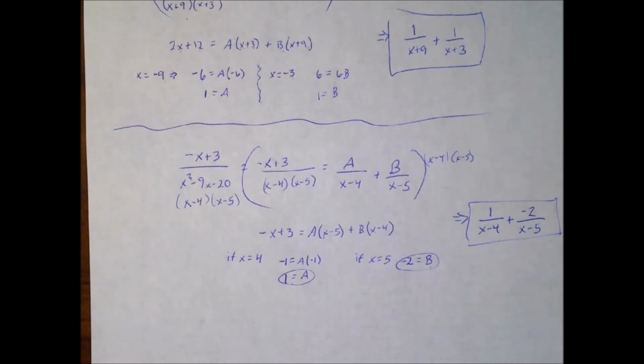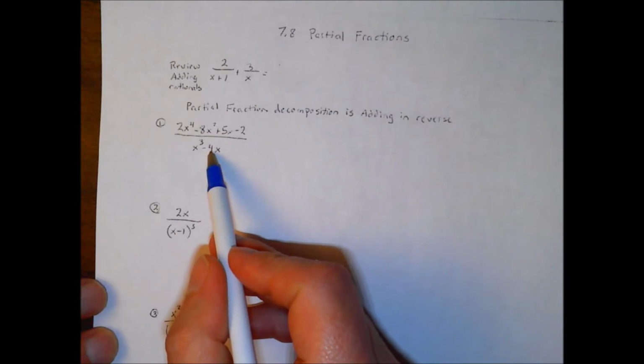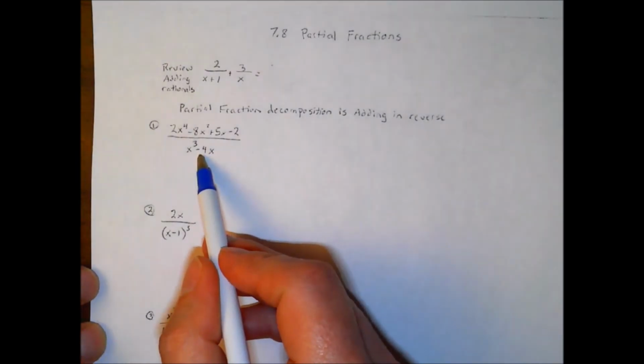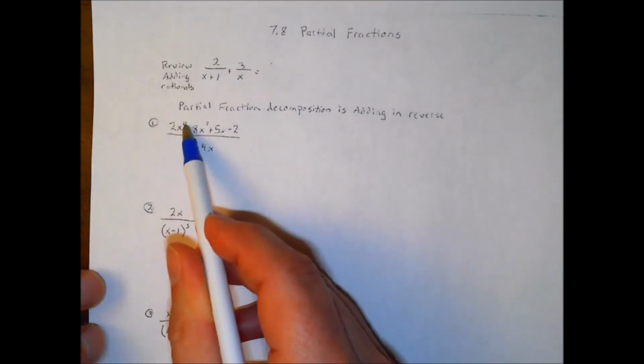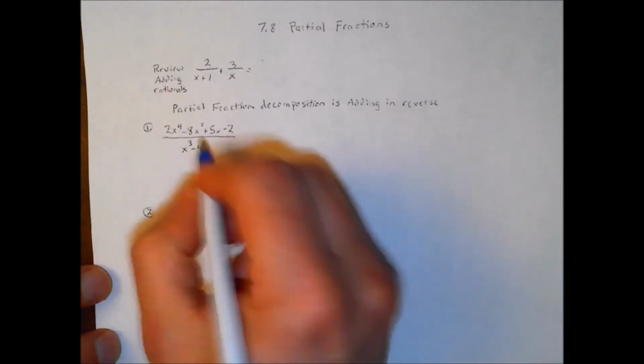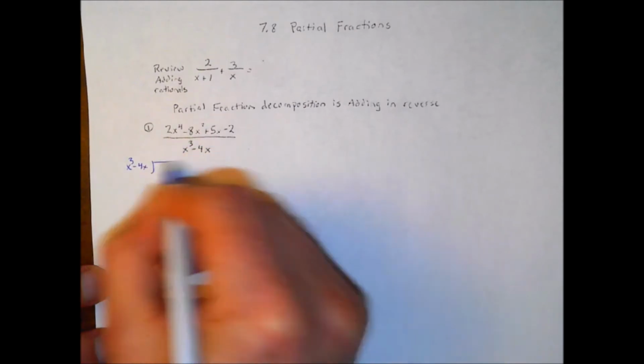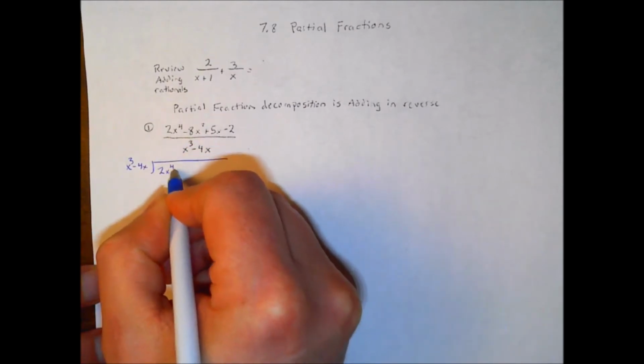Okay, so now we'll get to the ones in our notes here. Since the degree is higher on the top than the bottom, we want to do our long division. So if I do that, x to the third minus 4x divided into this, hopefully you remember this from before.